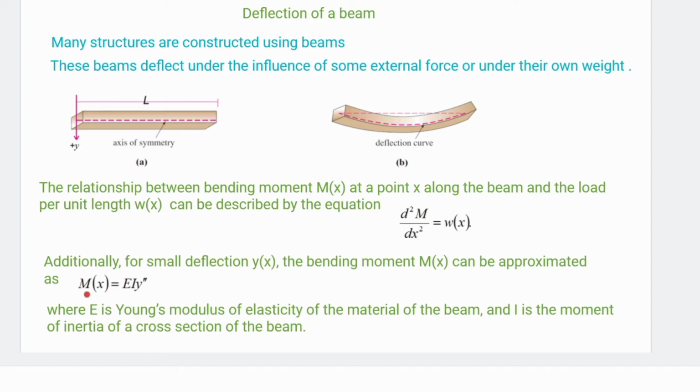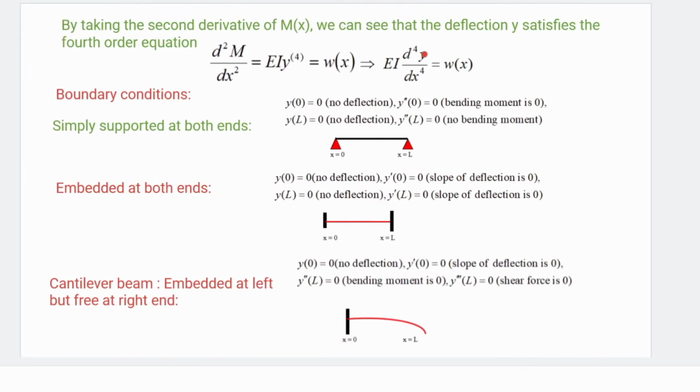So when we put the value of M in this equation, we get a fourth order differential equation, where E is a known constant, I is also known, so EI is constant, and w is the load, that means weight. So we have to solve a fourth order differential equation to get the deflection of the beam. Then we have to set up the boundary conditions based on the given problem.